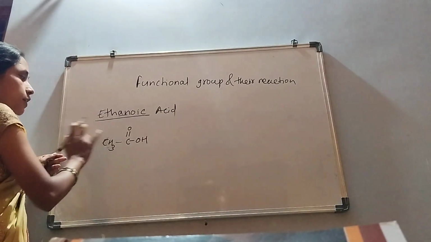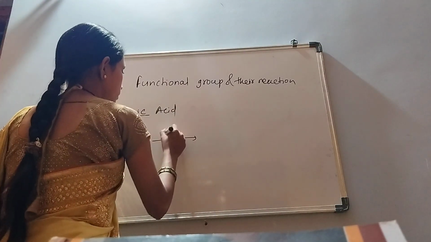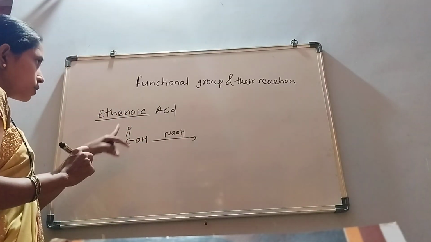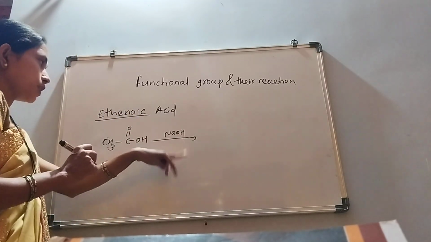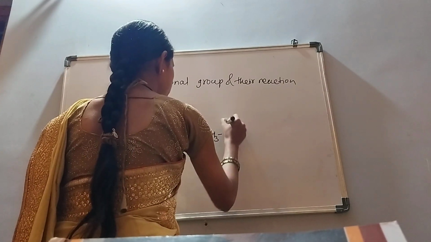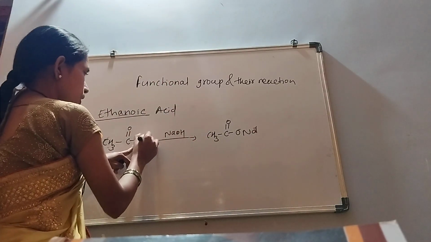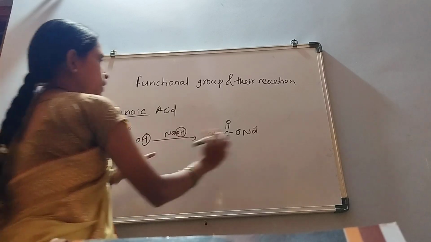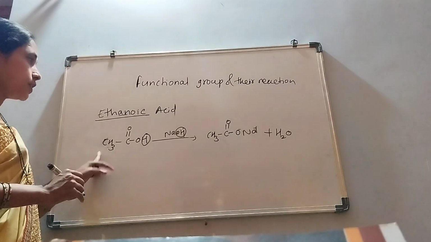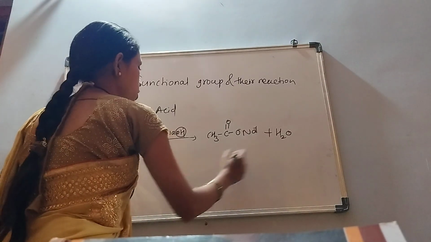Now this ethanoic acid is reacting with sodium hydroxide. In this case, this H and this OH together will form H2O. Ethanoic acid reacting with a base gives the sodium salt, sodium ethanoate, plus H2O.